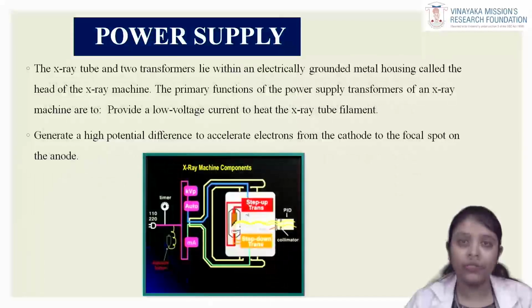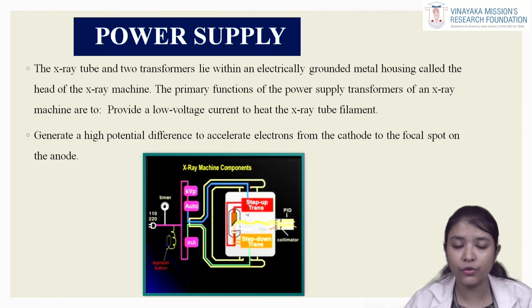Power supply. The power supply has the X-ray tube and two transformers. The two transformers help to provide the low voltage current to heat the X-ray tube filament and generate the high voltage current to accelerate electrons from the cathode to the anode area. The two transformers are the step-down transformer and the step-up transformer.